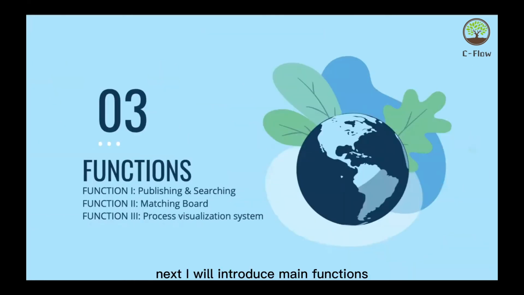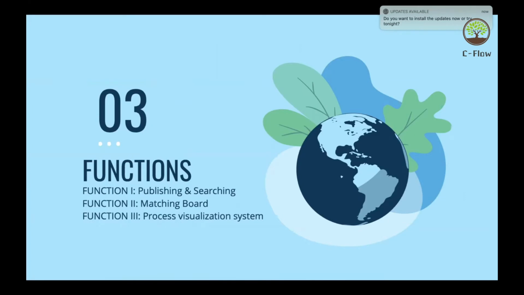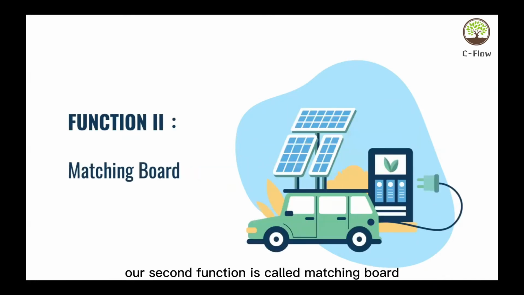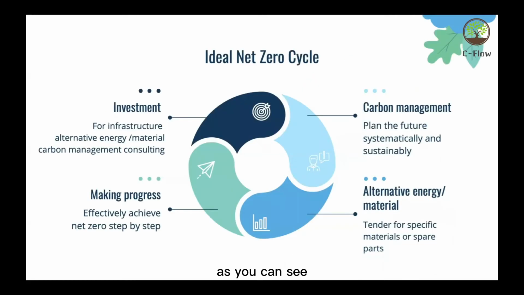Next, I will introduce the main functions provided by our platform, namely publishing and searching, matching board, and process visualization system. After collecting all the data provided by our business partners, we will publish them for our companies' reference. Our second function is called the matching board. Before jumping into this function, let me show you the ideal net zero cycle. As you can see, this cycle involves lots of stakeholders, so we feel we have to integrate them all together to accelerate the process of net zero.